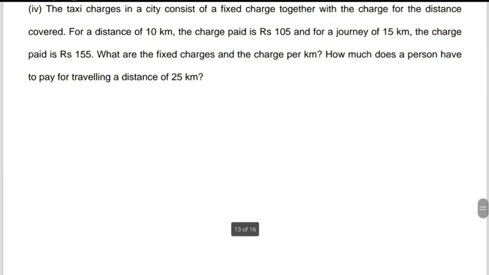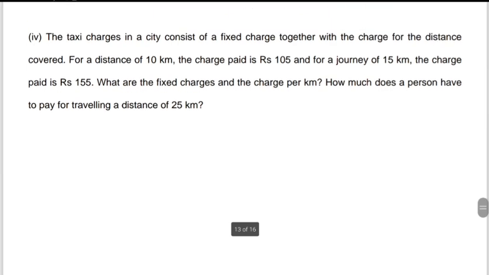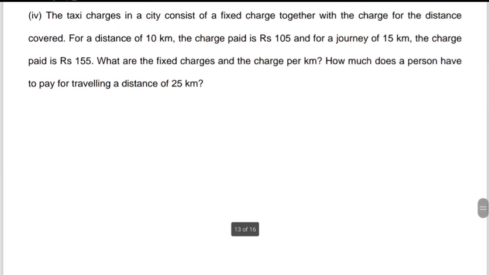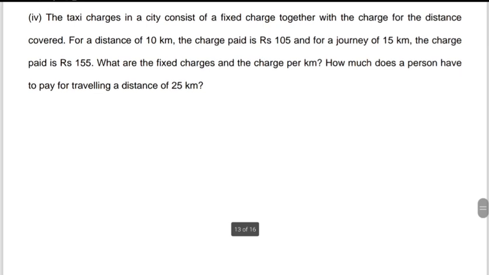So the taxi charges in a city consist of a fixed charge and a charge for the distance covered. That is, let the fixed charge be x and the charge for distance covered be y. So a man travels 10 km and the charge paid is 105. That is, x plus 10y is equal to 105. And for a journey of 15 km, that is x plus 15y is equal to 155. So why are we adding the fixed charge and the distance charge? Because the fixed charge is included along with the charge for the distance covered.